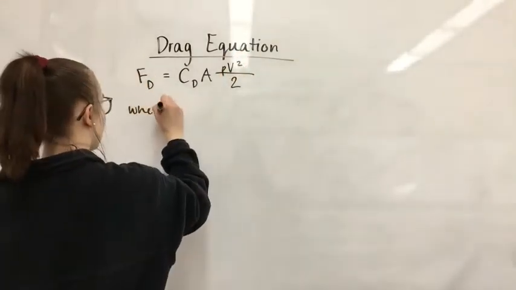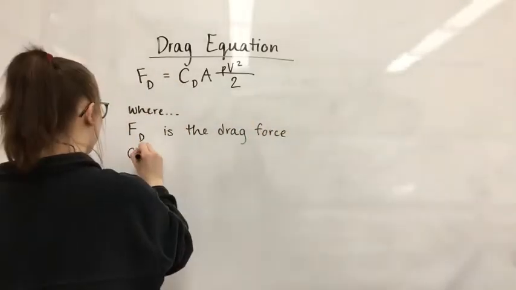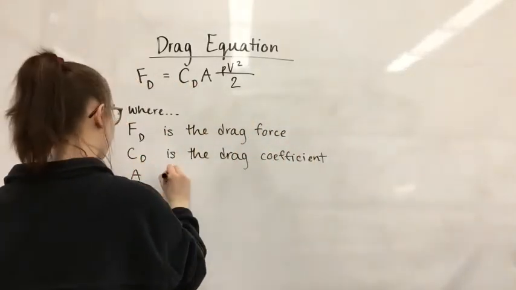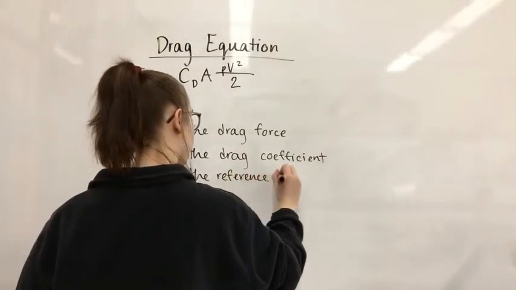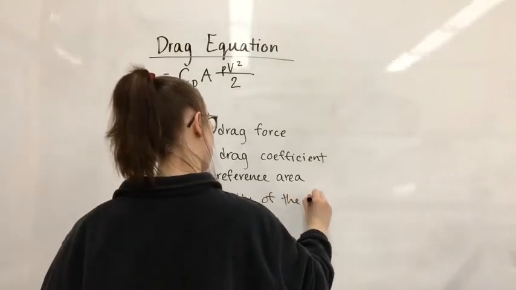Finally, this is the drag equation. F sub d is the drag force. C sub d is the drag coefficient. A is the reference area, rho is the density of the fluid, and V is the flow velocity relative to the object.